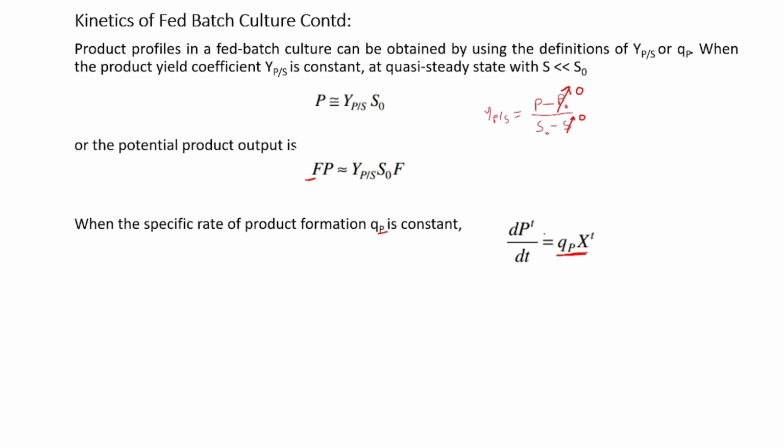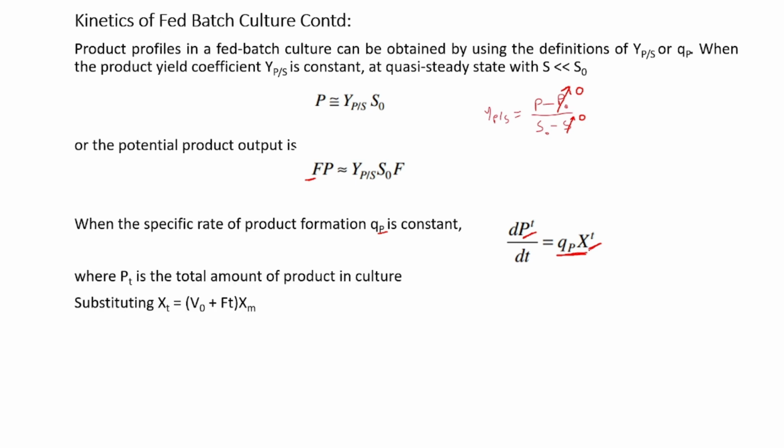Okay, so note that P superscript T means the total amount of product, and X superscript T means the total amount of biomass. If you substitute Xt is equal to (V0 plus Ft) into Xm, which we have already seen in our previous slides, then this expression becomes dPt/dt is equal to qP into Xm into (V0 plus Ft). Now if you integrate this, you will get this expression. This is very, very important.